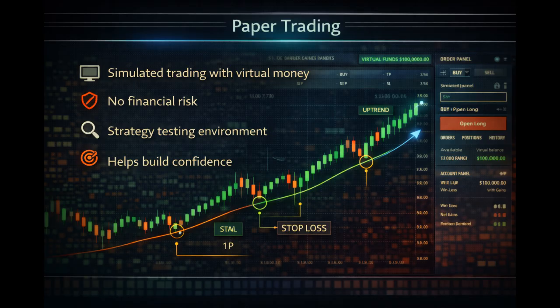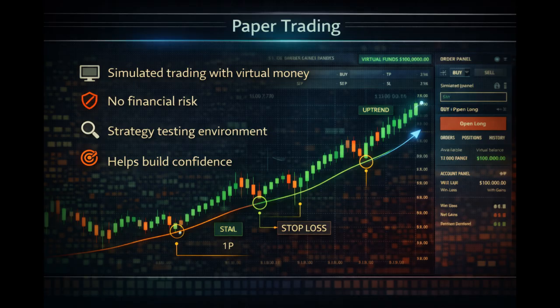Performance evaluation. Paper trading allows traders to analyze key metrics such as win rate, profit factor, and drawdown to determine whether their strategies are viable. For example, a trader testing a Renko breakout strategy may run paper trading for several weeks to determine whether the strategy consistently generates profitable signals.